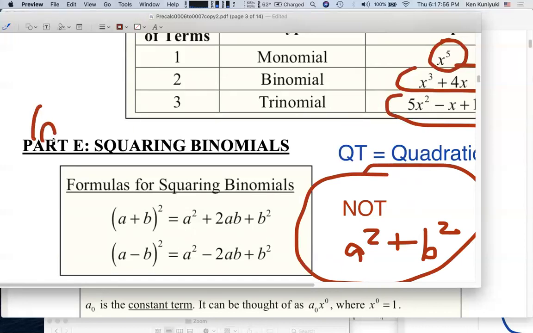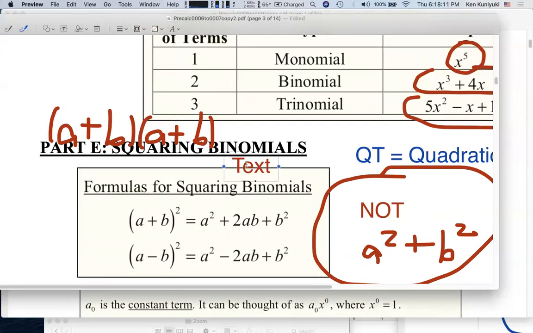So if you take a plus b, what does squaring this binomial mean? Well, you take the square of something, you take this guy, and you multiply by itself. And then you apply what four-letter acronym? It's really the distributive property, but you apply the FOIL method.